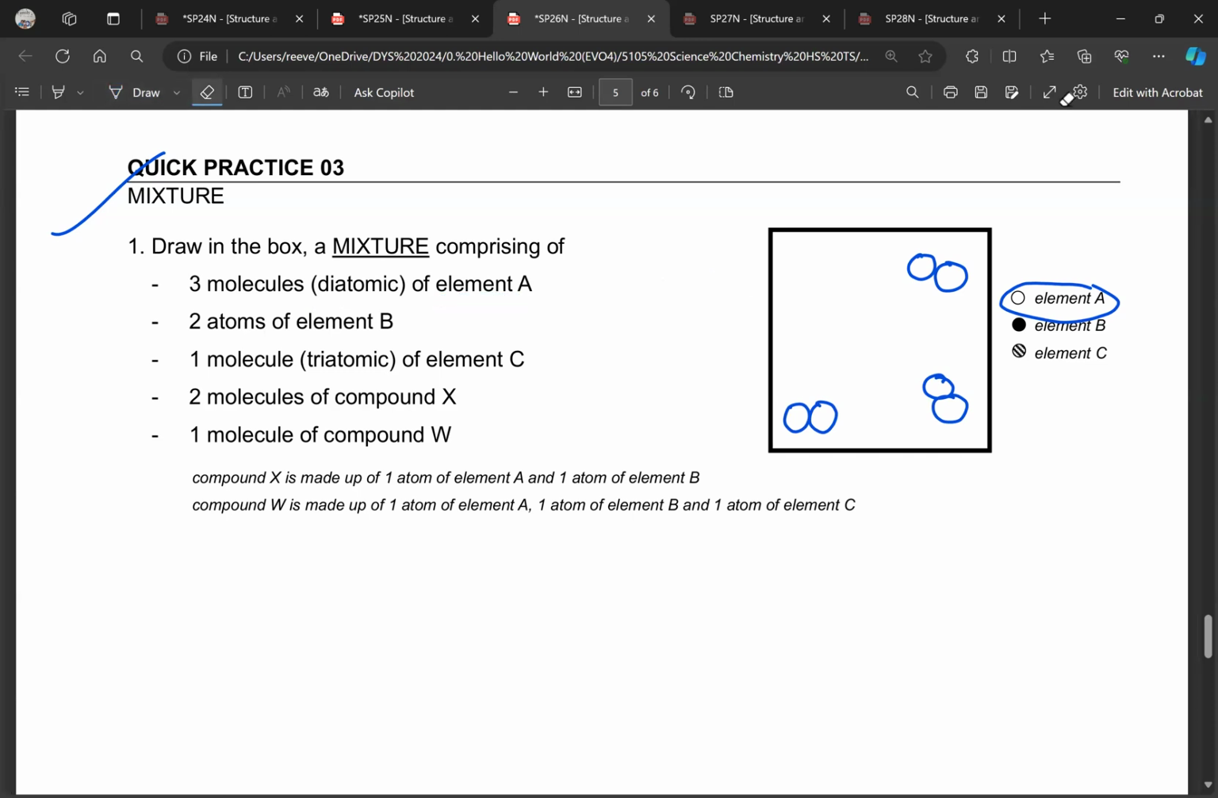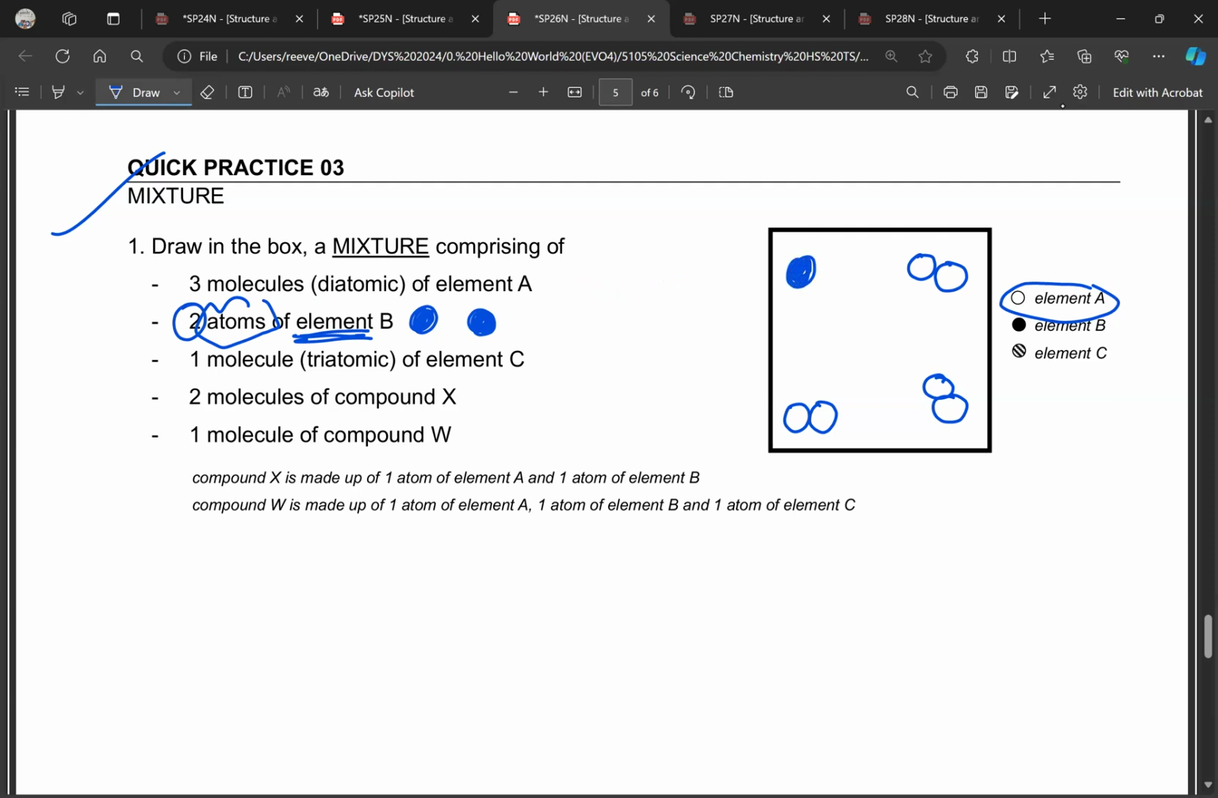Don't confuse, okay? Next one. I underline many times: element. So only one type of circle. And what circle do I want? B. B is a shaded one. And I want atom. It's not diatomic, just one single atom. And I need 2 of them, so I'm going to draw 2 atoms.